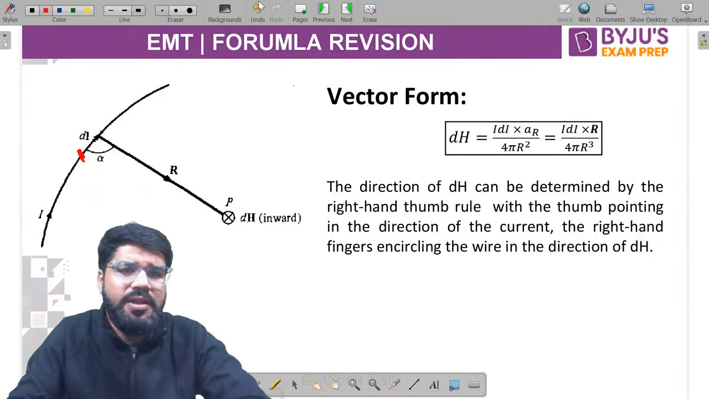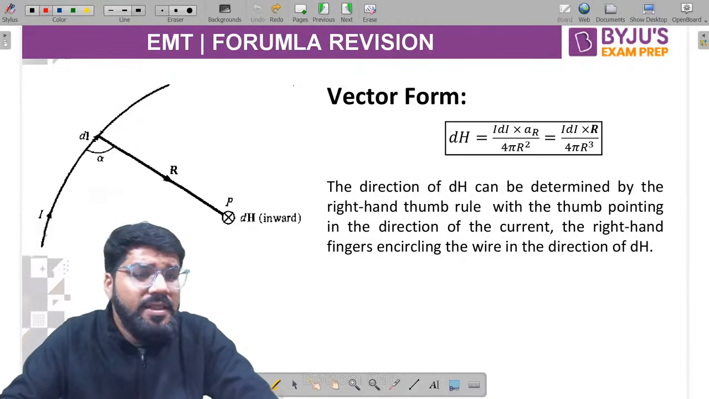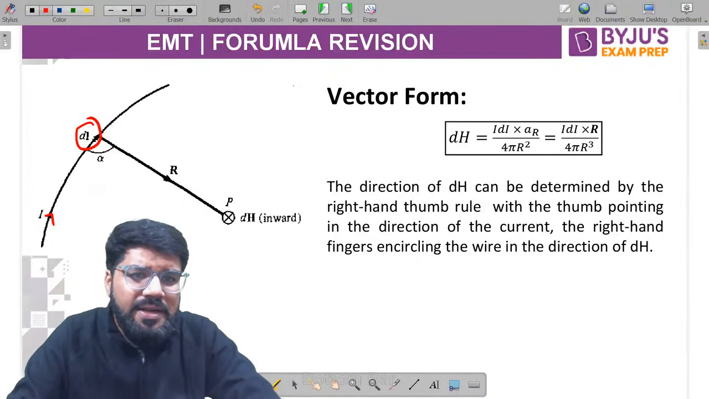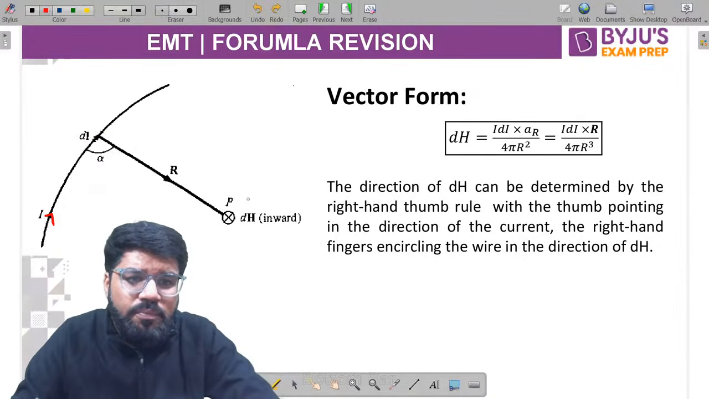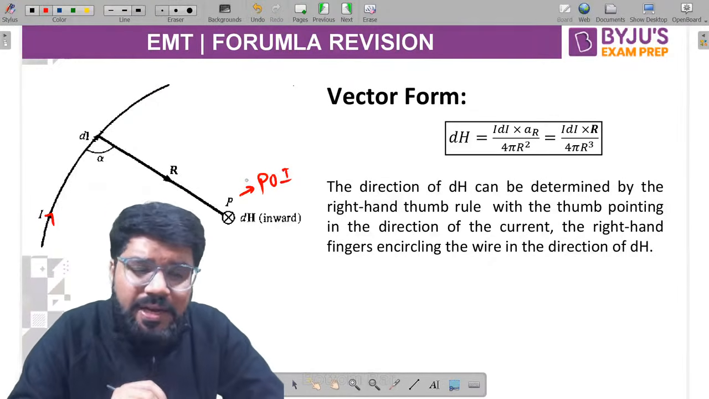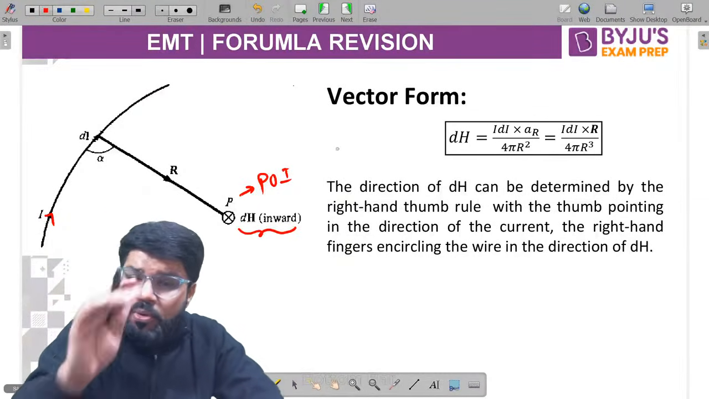It is even smaller than this, but just to show you the picture, this is the current element considered. There is a current element IDL carrying the current I and having the small length DL. What is the magnetic field at the point of observation due to any differential current element? That magnetic field DH is actually proportional to IDL.